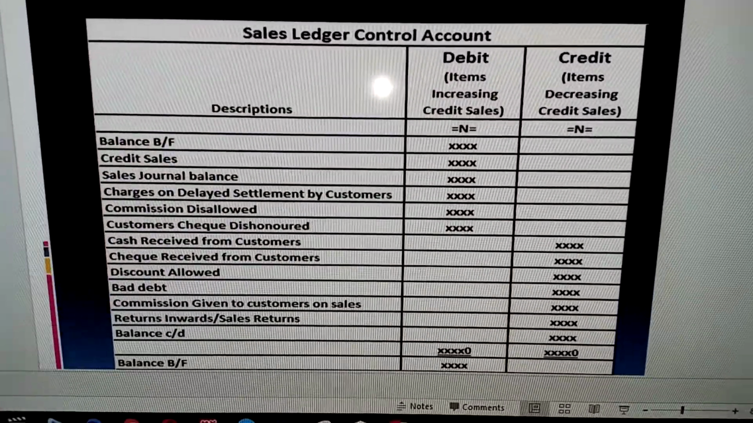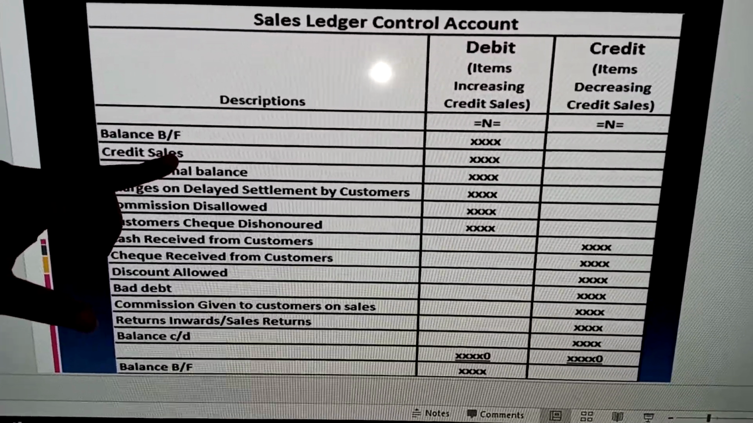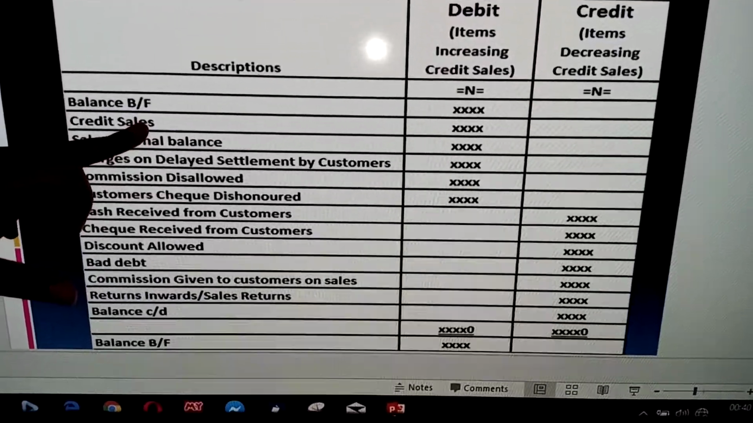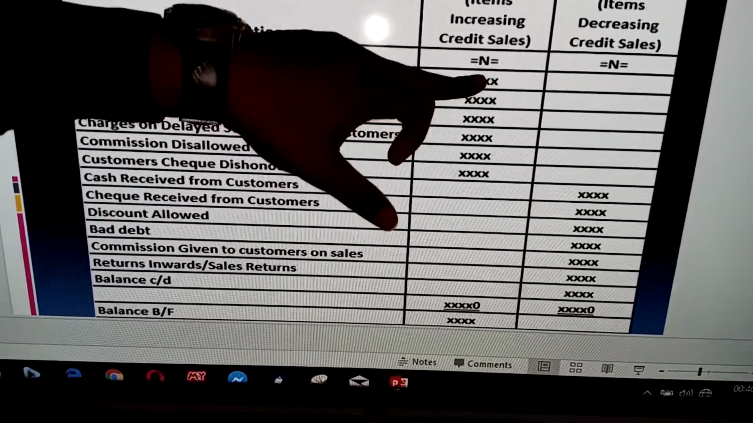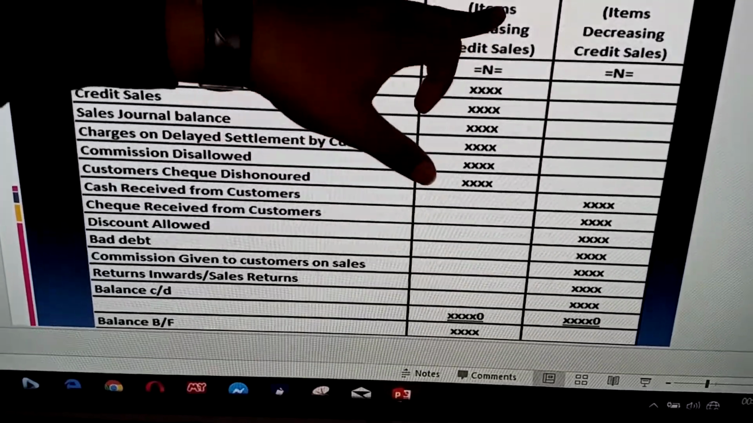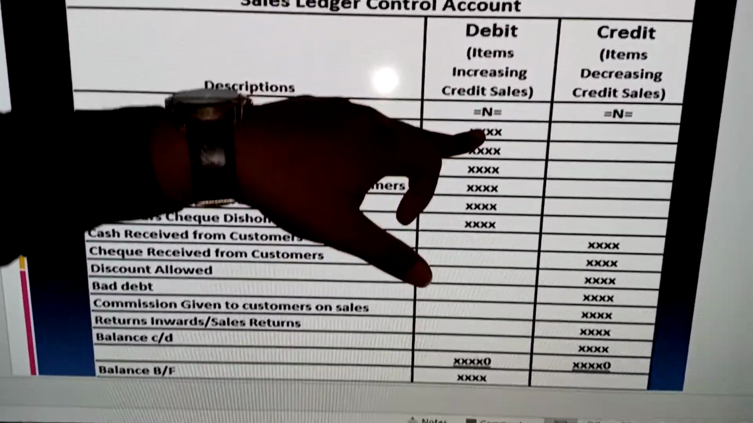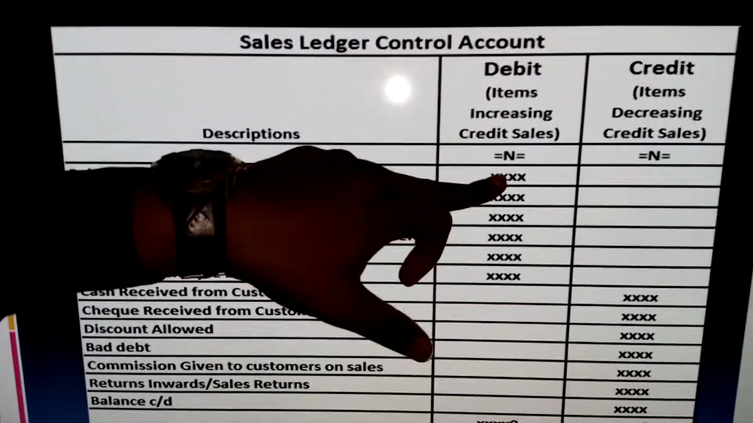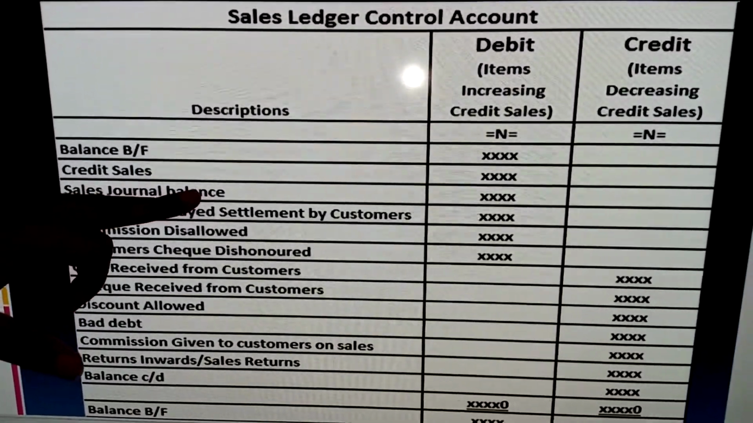Let's take these items. Now look at what you have here. Credit sales. When you sell on credit, it will increase what customers are owing the business. That is why you have it here in the debit side: items increasing the credit sales. When credit sales increase, customers owing the business increased. The next one says sales journal balance.